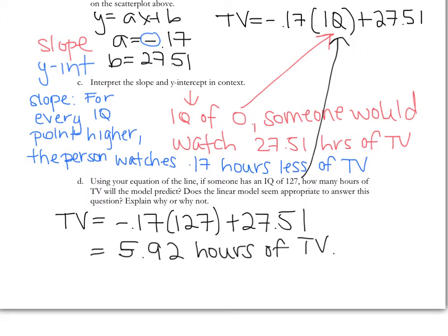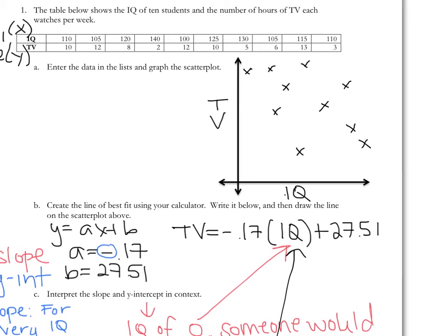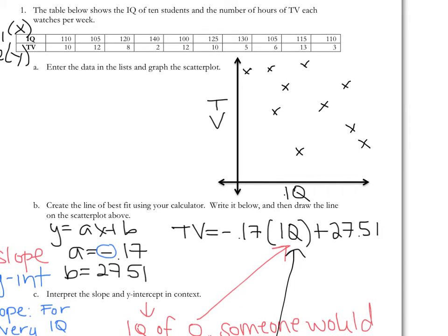Last step, we have to make sure that we actually put that line on our graph in the first part. So up here on A, we need to draw what we see on our calculator screen. If you hit the graph button, your line should appear, and we want to, as accurately as possible or as close to as we can, draw that line on our scatter plot.